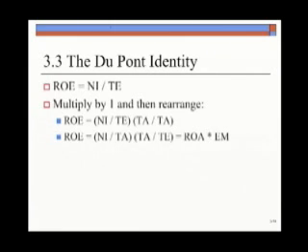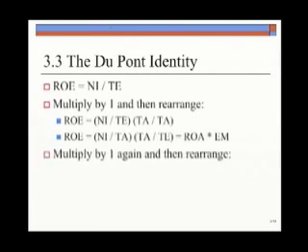Remember, net income divided by total assets is return on assets, and the total assets divided by total equity is the equity multiplier. So now we see that the return on equity is the product of two things: how quickly our assets turn over and how much debt we have, or how we're using our leverage.